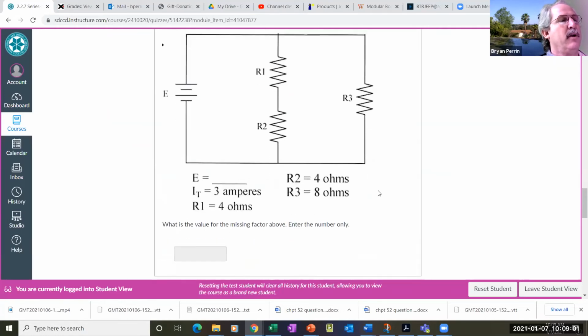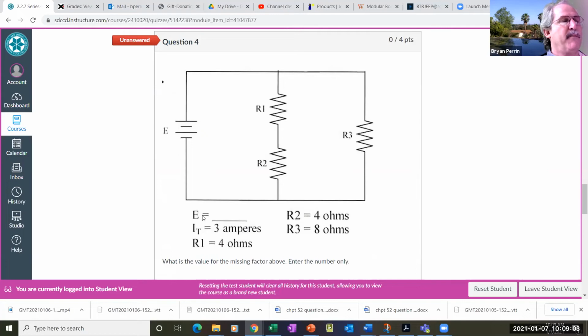So if I look here, this is one where we want to find voltage. I have what? 4 plus 4, so 8. I have 8 ohms here, right? And the parallel circuit also has 8 ohms. Is that the same? Yes. So I could use my trick and I have an effective resistance of 4 ohms. So 3 amps times 4 ohms is going to be how many volts? 12. There you go.